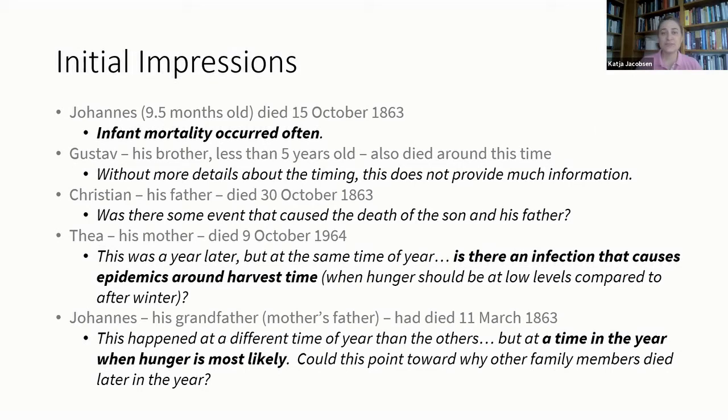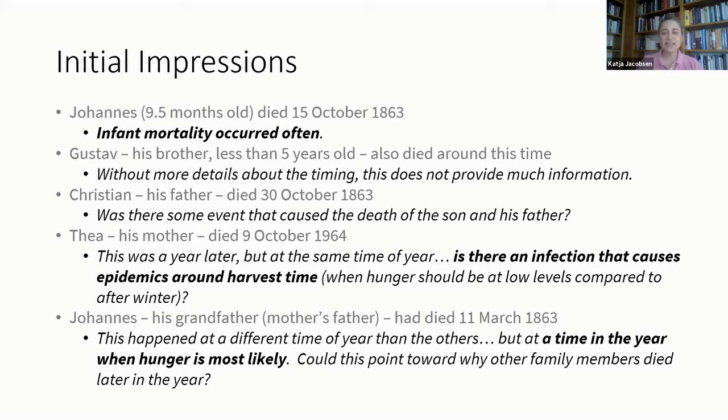So my initial impressions are that, first of all, infant mortality occurred a lot. So an infant not surviving would not have been an unusual event. The death of the brother, who was less than 5 years old, I wasn't able to find a date for that, so we don't have a lot of information. Children less than 5 years old dying at this time, also not that unusual. It is somewhat unusual that the father would have died. He would not have been an old man, and for the father to die in close proximity to the son starts to point toward an infection.